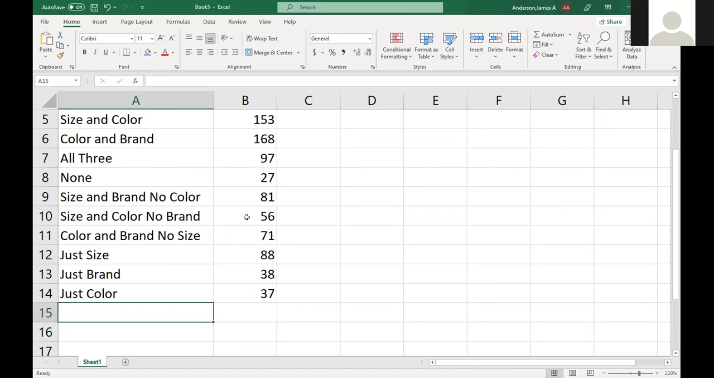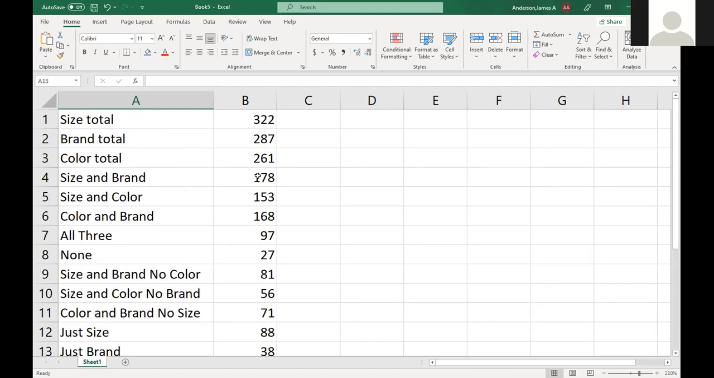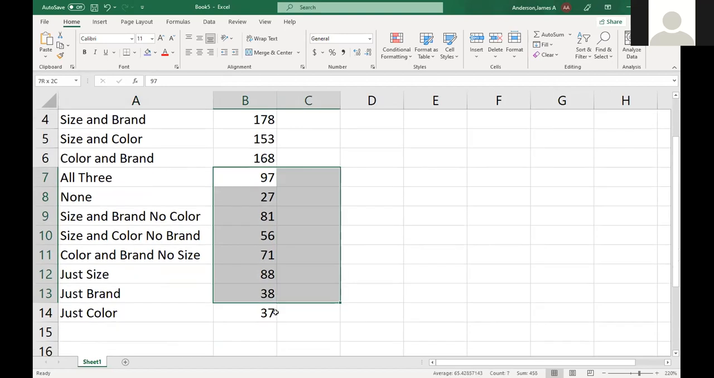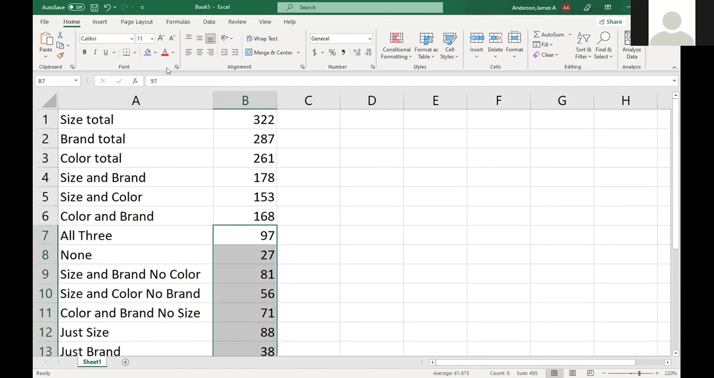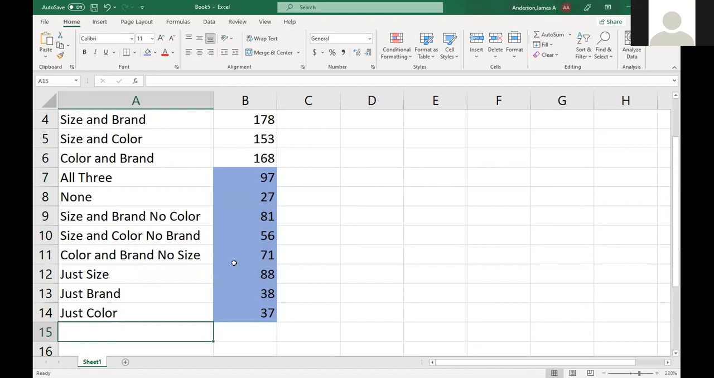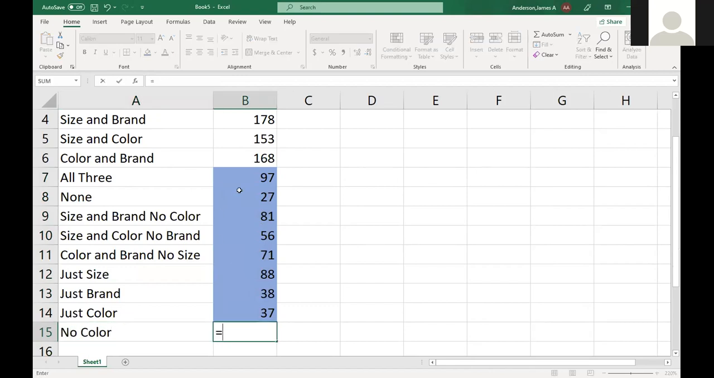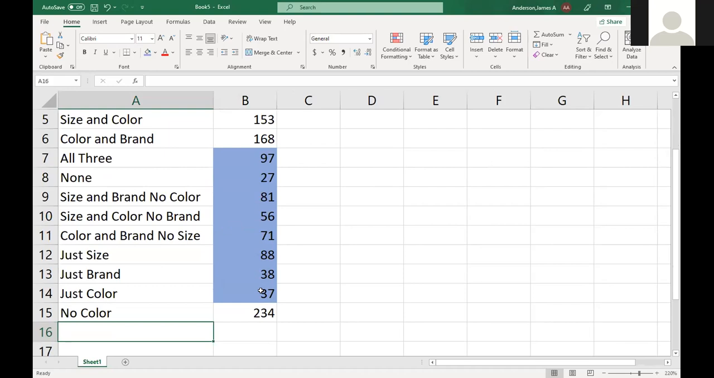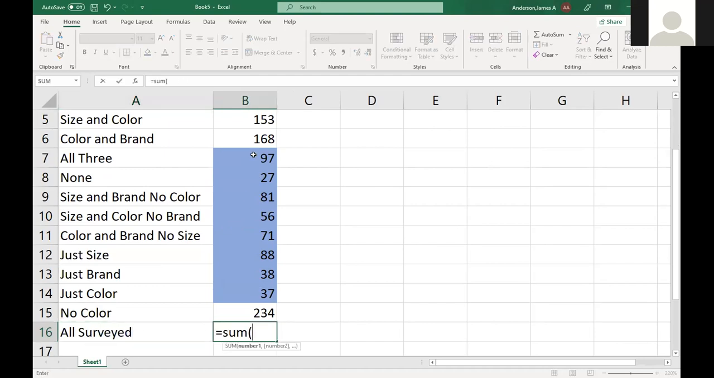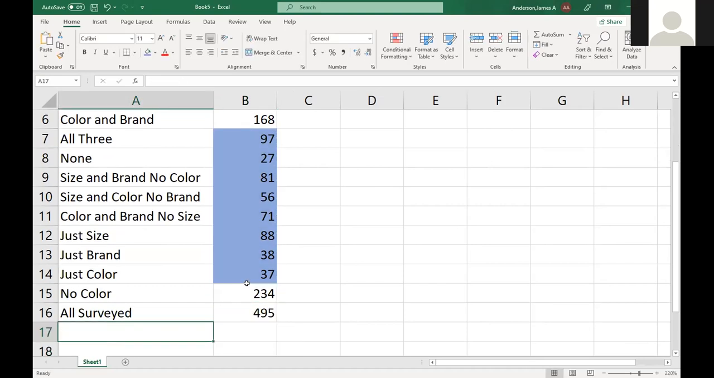How many buyers were not influenced by color? Well, these are the numbers that you can actually use to calculate answers. These are all stuff that you have to derive. So I'm just going to highlight those. No color: so 27 doesn't have color, size and brand doesn't have color, just size doesn't have color, and just brand doesn't have color. There's all my stuff. And then for all surveyed, it's just the sum of all these values right here, and that gives you the total.